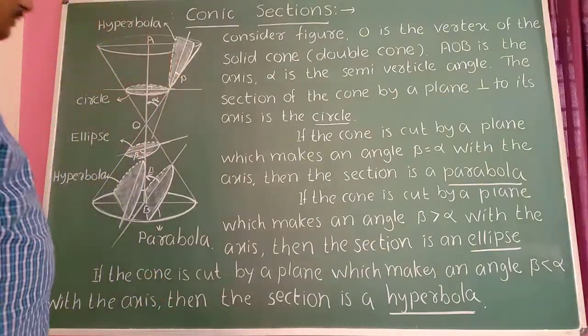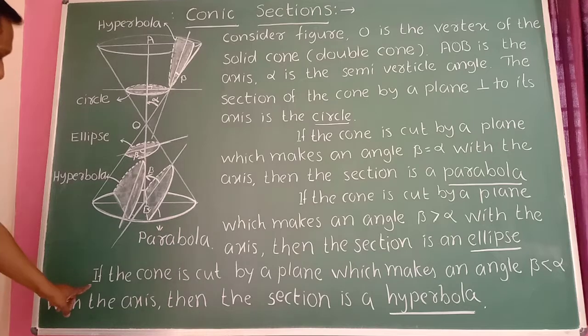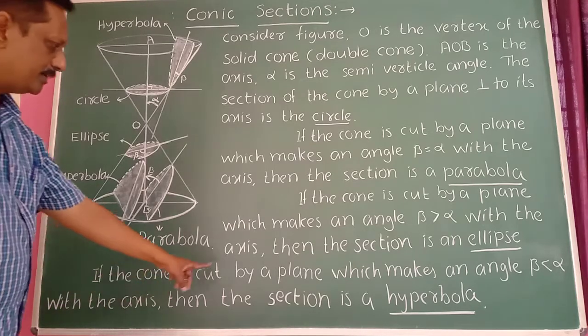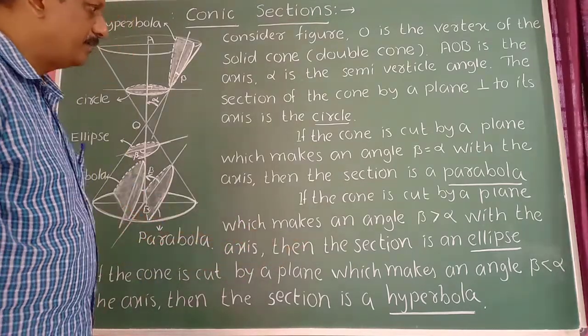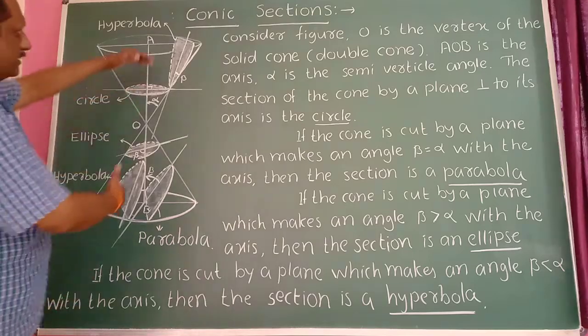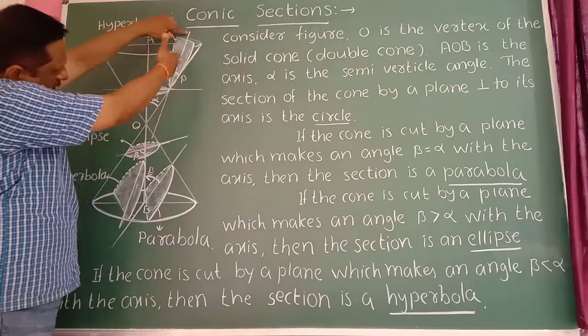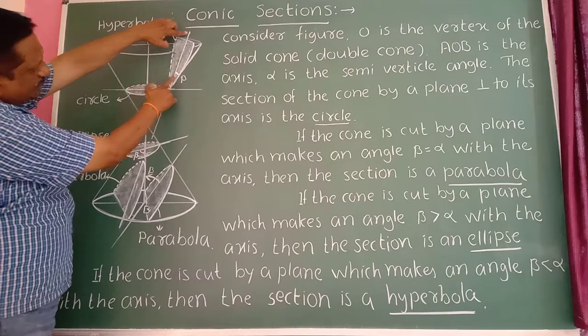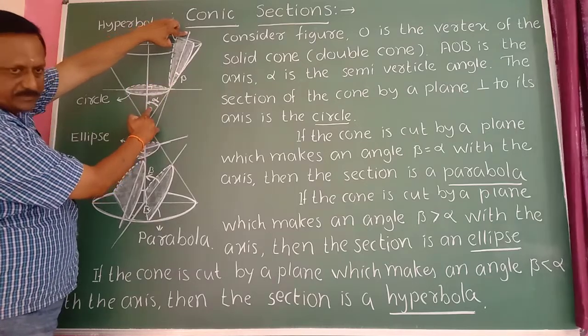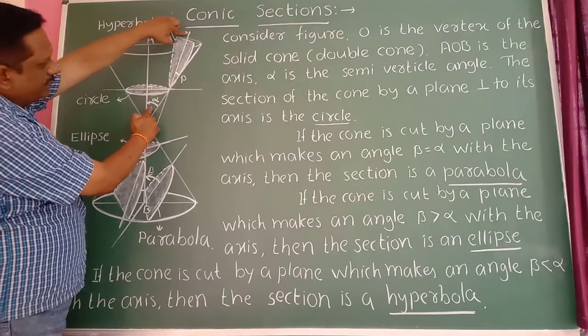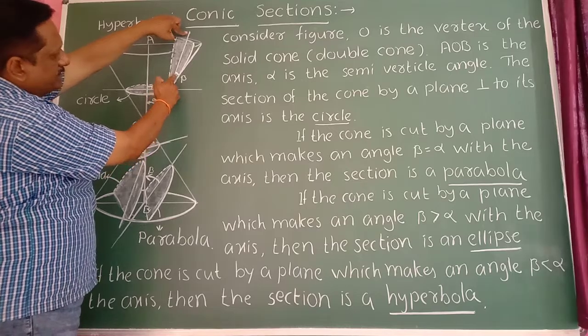Similarly, in the fourth case, if the cone is cut by a plane which makes an angle beta less than alpha. Here take a knife and cut in this direction. This angle is beta, this angle is alpha. If alpha is greater than beta, or beta is less than alpha here.